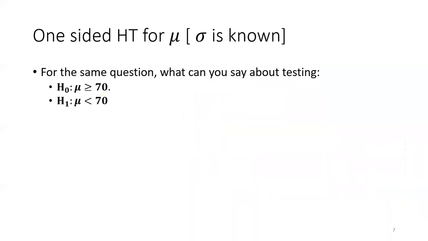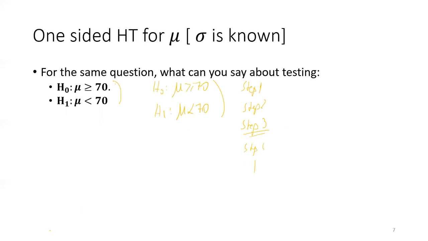Now let's talk about the other test, which tests H0: mu is greater than or equal to 70, H1: mu is smaller than 70. How about making this test? Again, just write your step 1, then step 2. Step 3, what is the difference? The difference is in this critical region, right? Then step 4, step 5, and so on and so forth.